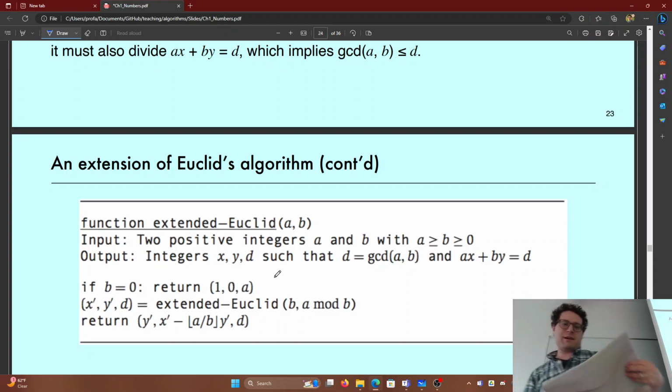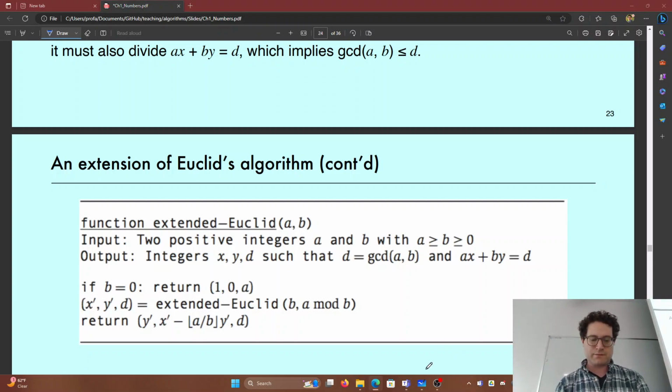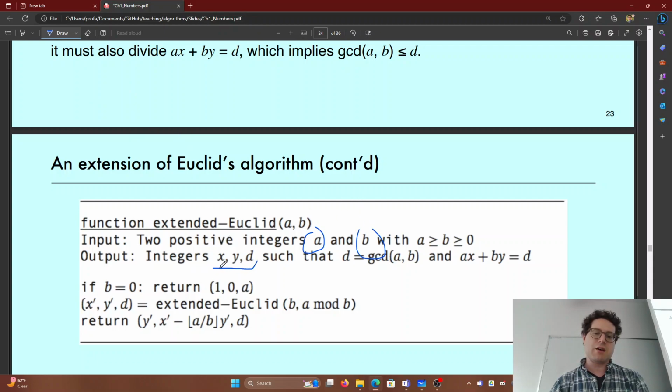Okay, so what it says is basically we take two positive integers a and b, and we're going to find the greatest common denominator of them. We're going to return x, y, and d, where d is the greatest common denominator, the thing we probably care about. But we're also going to return x and y, just for the heck of it. Why? We'll see in a bit.